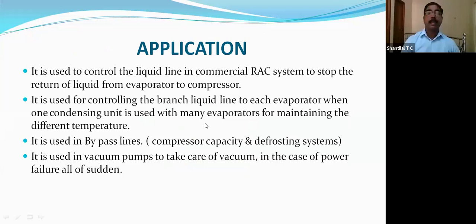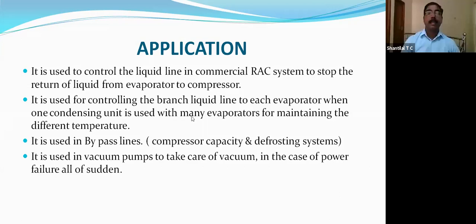That means some systems have one condensing unit with two or three evaporators, and these evaporators have different temperatures. One is 10 degrees, another is 5 degrees, another is minus 5 degrees. So we have to maintain different temperatures in different areas. At that time, in each evaporator inlet line, we provide a solenoid valve. Whenever cooling is not required, with the help of a thermostat, we can close the line. So in the branch circuits of evaporators, we use a solenoid valve.